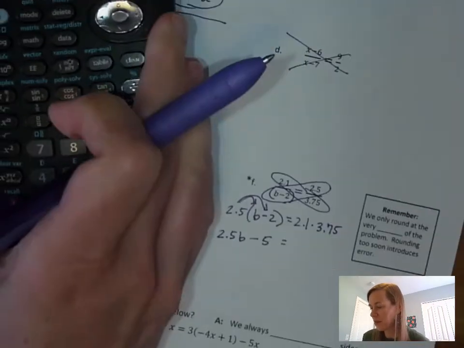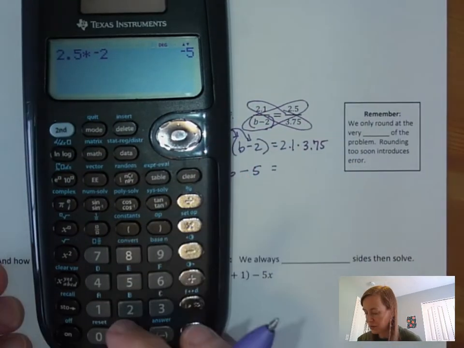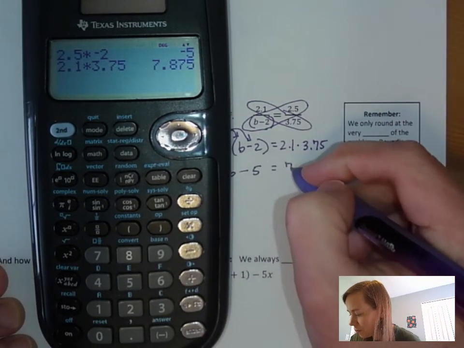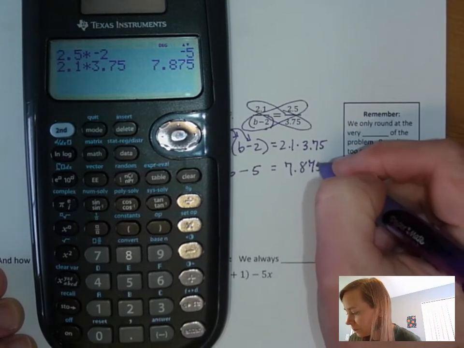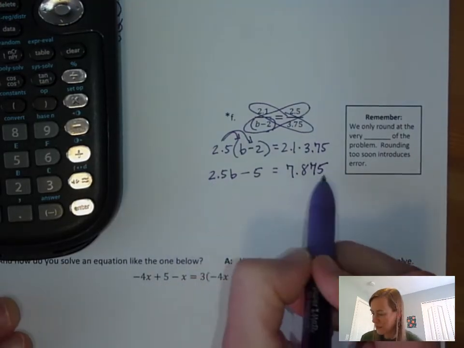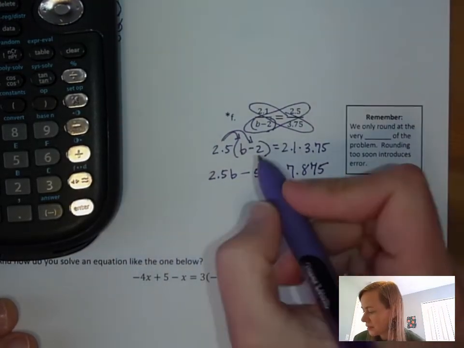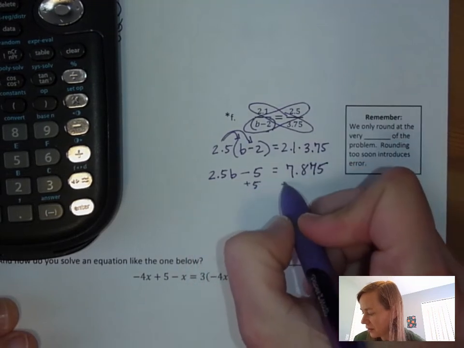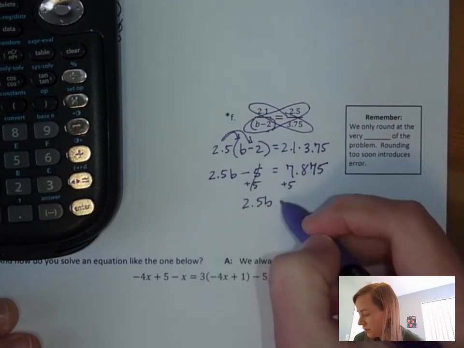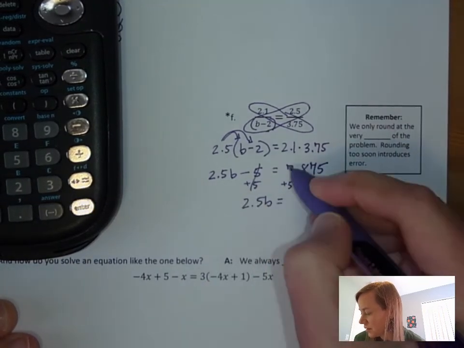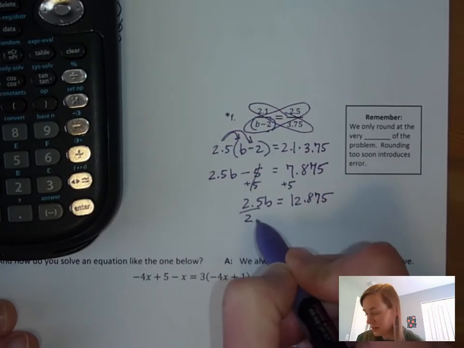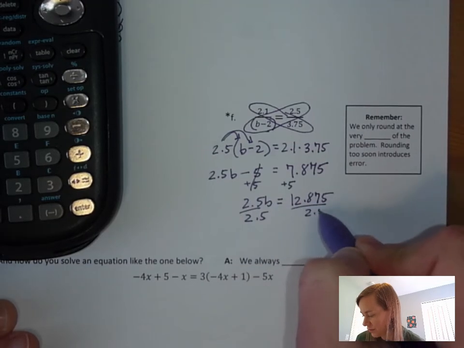Now let's simplify what's over here on the right-hand side of the equation. Looks like we've got 2.1 times 3.75, which is 7.875. Okay, let's keep simplifying. Now we have a nice two-step equation with our rational numbers. Let's go ahead and add the 5 to both sides to get rid of it. Use your calculator if you want. Looks like that's going to be 2.5b equals 12.875. And now we just have to divide everything by that 2.5 to make that 2.5 go away.